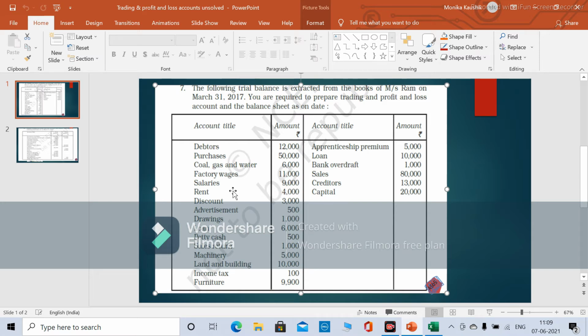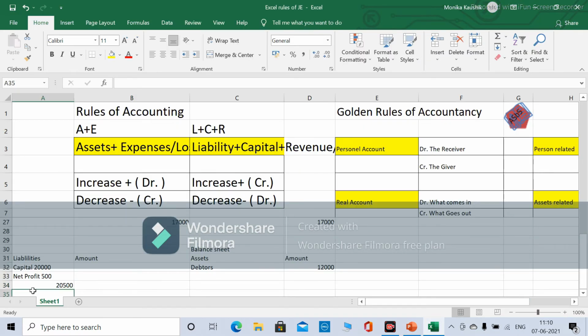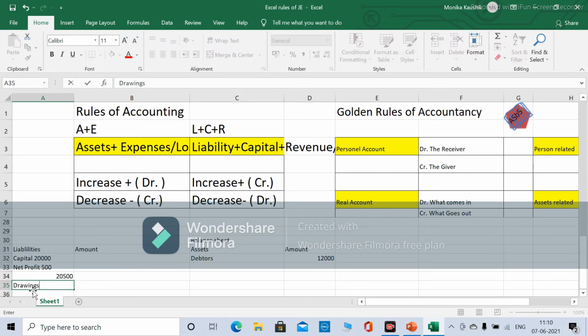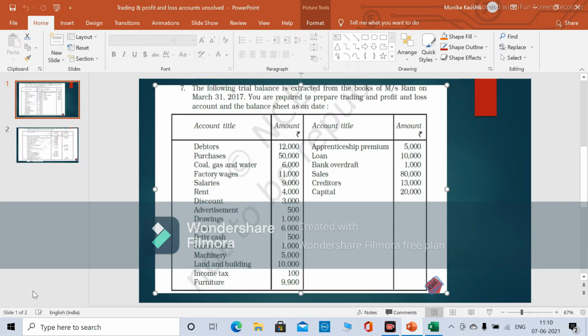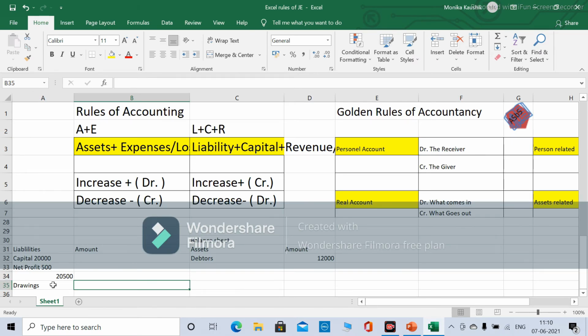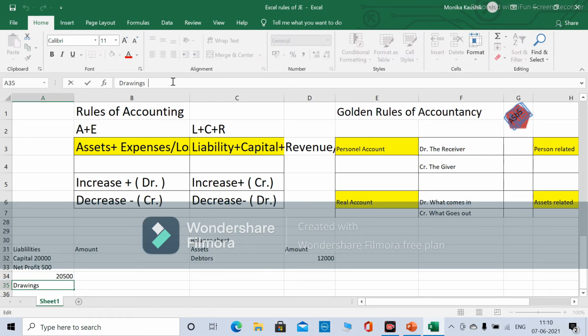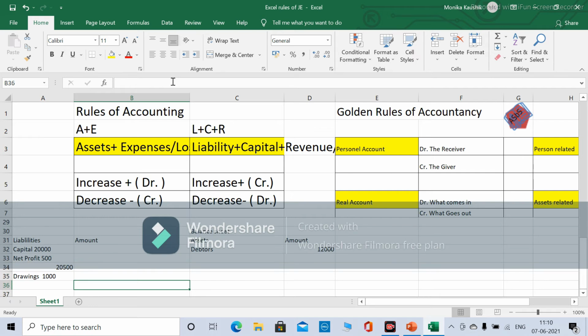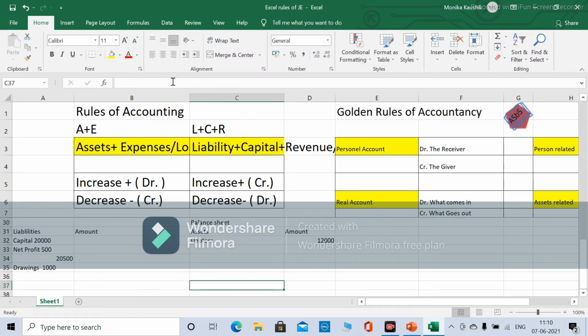Now the next one, where we were after advertisement, drawings. Drawings we will have to deduct. How much are the drawings? 1,000 rupees. This has been deducted, so 19,500. Let's write it down here only, because income tax is also there. So 19,500.